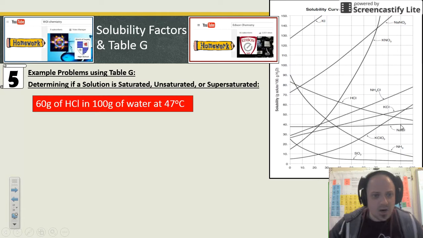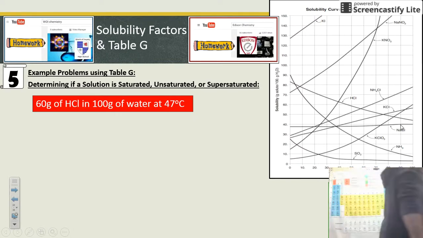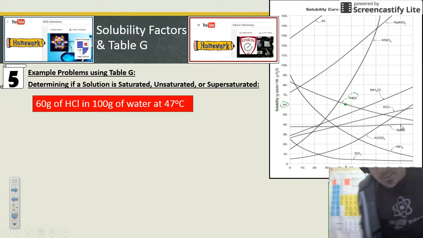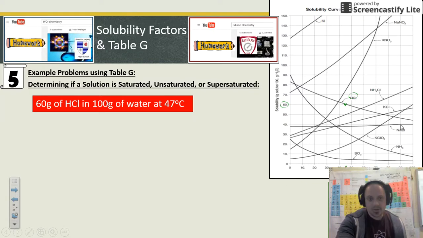So 60 grams of HCl in 100 grams of water at 47 degrees Celsius. Is that saturated, unsaturated, or supersaturated? Well, you look at the chart. You go to HCl, there it is, 60 grams, there that is, and 47 degrees, about there. We look at this spot. Looks like we're right on the line. So that, you write in your notes, would be saturated, okay? The next one we want to do.